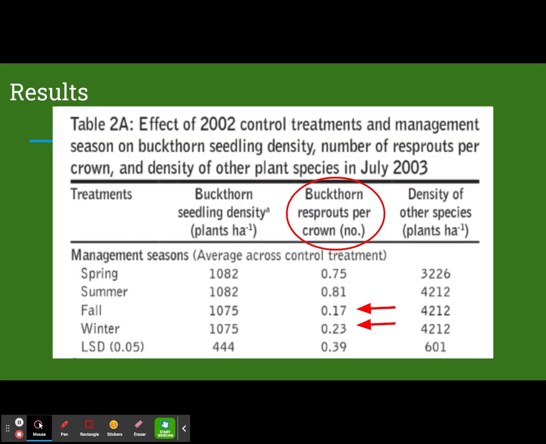This table summarizes the average across all the different control methods, which I will describe on the next slide, but it compares them to the time of year the control methods were administered. Because buckthorn can resprout from the crown after getting cut, we measure if buckthorn is controlled by how many resprouts occur the following year after cutting. As you can see by the red arrows, fall and winter management had the most successful rates of buckthorn control because their resprouts per crown are the lowest, with fall being slightly better than winter.